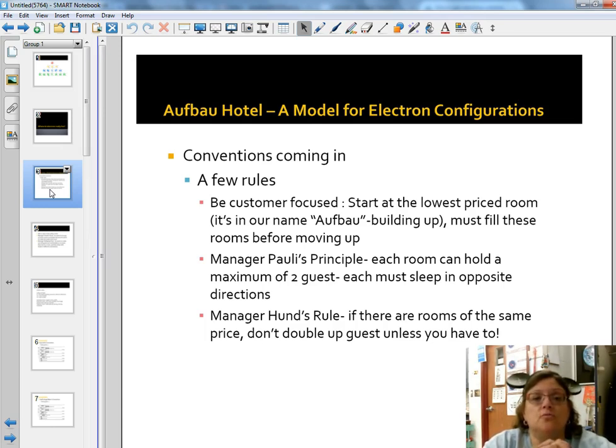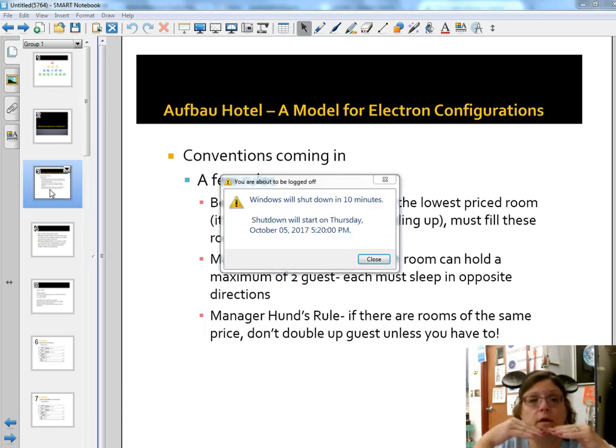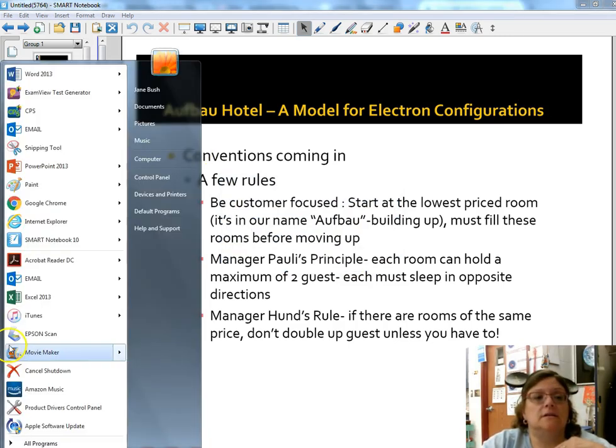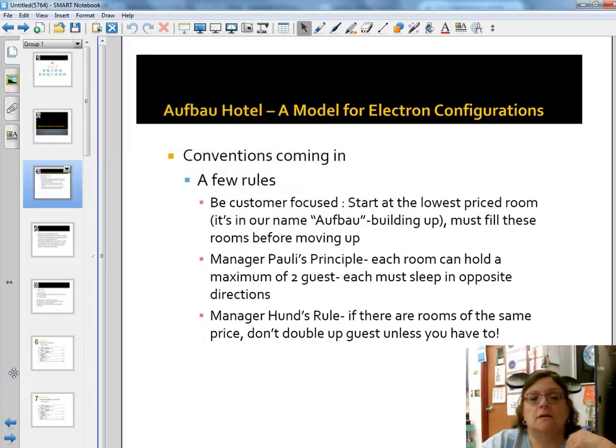The first rule is that you are customer focused. You're going to give them the best rate possible. So we're going to start at the lowest priced room. And if there's a lower priced room, the electron gets that. It doesn't get anything higher.